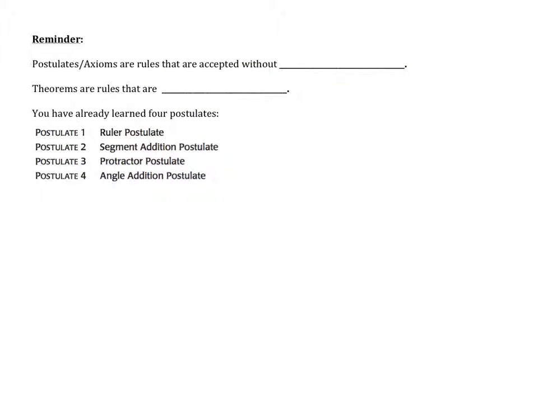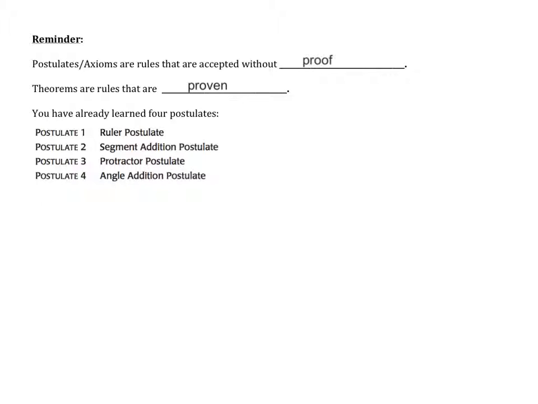Before we move on to the rest of the section, let's first have a little chat about some things we've talked about previously. First, postulates and axioms are rules that are accepted without proof. So again, these are things that we just know are true just for being living, breathing human beings on this earth. Theorems, however, are rules that can be proven. We'll see a lot of this later in this chapter and in the coming chapters, where we'll be given theorems and we have to prove them based on other things that we know are true, like postulates and other theorems that we've already proven. We have already talked about 4 postulates throughout chapter 1.